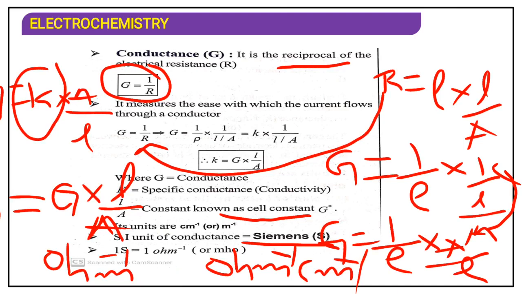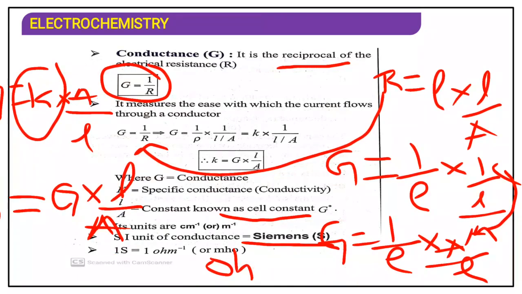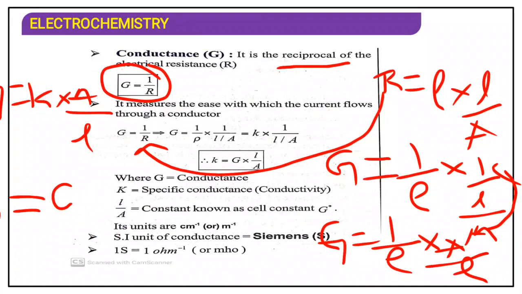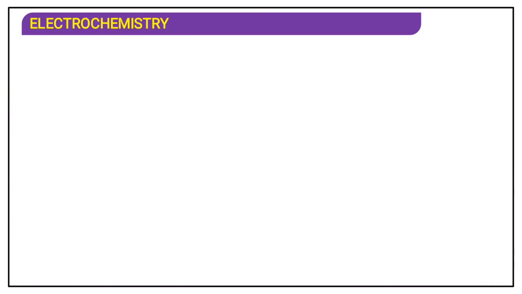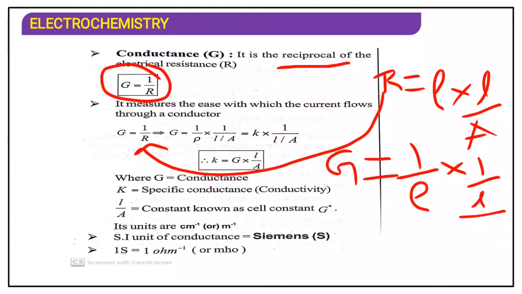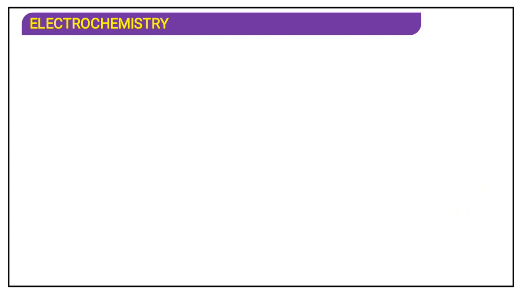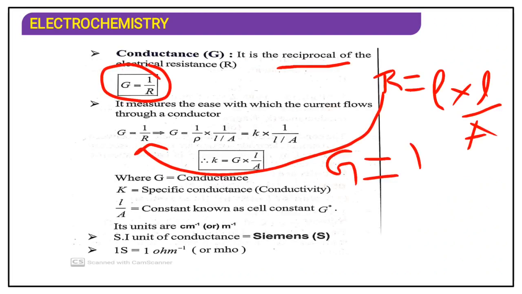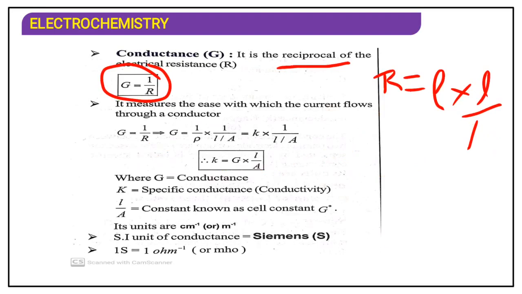Once again, we are going to discuss each and every topic in detail. The first one is, what is the meaning of conductance? Conductance is the reciprocal of resistance, and it is used to measure the ease of current flow through any conductor. It measures the ease of flow of current.